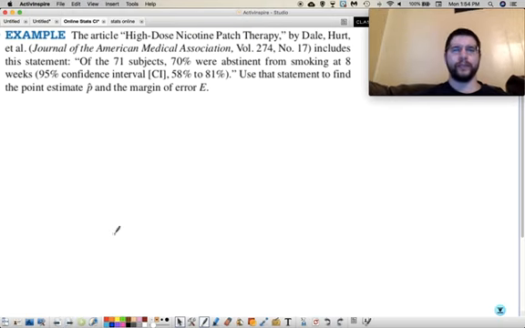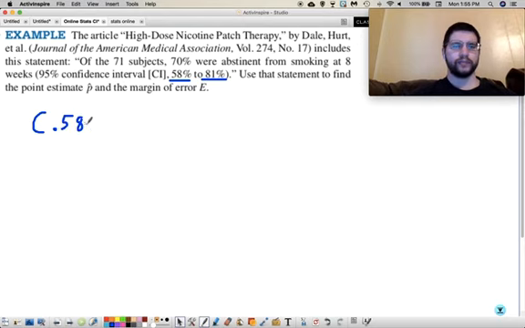And let's see what we have here. So here's an example. Nicotine patches. Of 71 subjects, 70% were abstinent from smoking at 8 weeks. 95% confidence interval, 58% to 81% was the interval. Use this statement to find P hat and E. So here is our confidence interval, 0.58 to 0.81. We want E, and we want P hat.